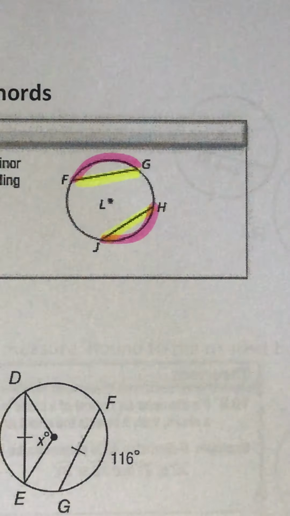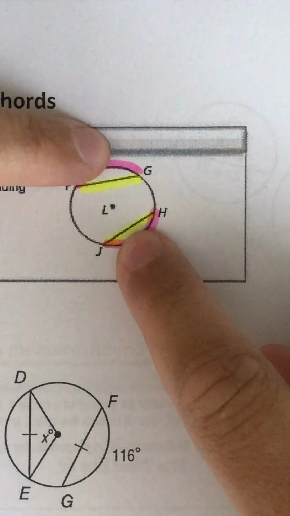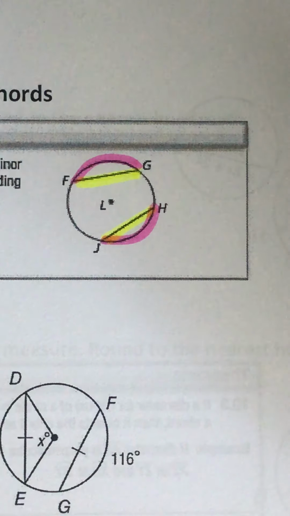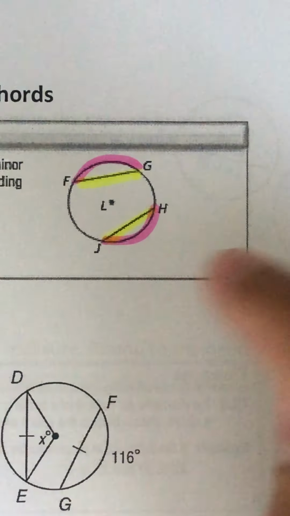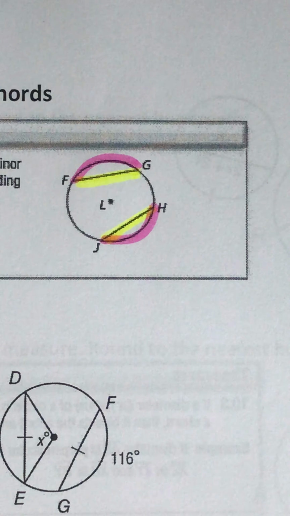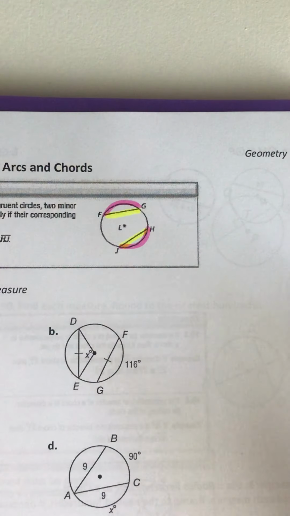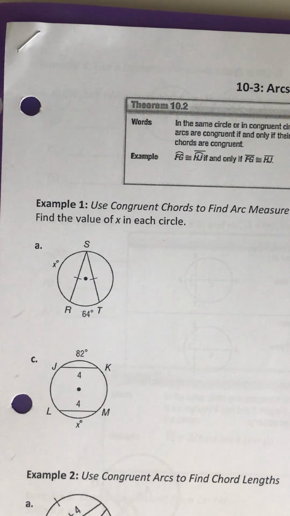So if the two arcs in pink are congruent, then the chords that connect those two arcs also have to be congruent. So sometimes it'll tell you that the arcs are congruent, and then you have to identify that the chords are congruent, and other times it's the chords that are congruent and the arcs will then be set equal to each other. So let's take a look at this first example here.